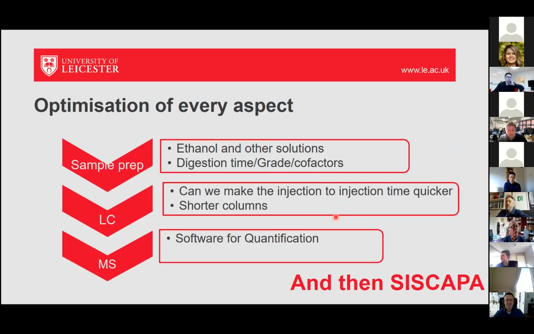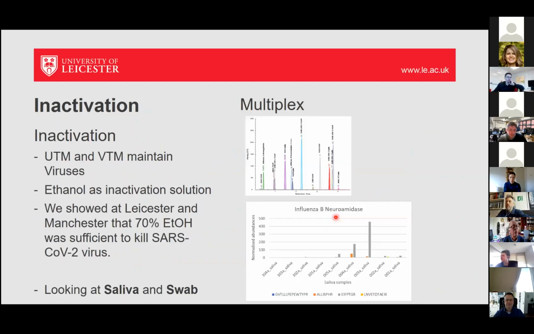And we optimised every aspect of an LCMS method. Ostensibly, we took the assay that we developed with Martin's group. We wanted to optimize the inactivation solutions, the digestion time, the injection to injection time, because everything was about high throughput and could we scale this, would it be scalable? We also looked at software for quantification. And then midway through, SISCAPA was made available to us, and so we were able to incorporate that into the method.